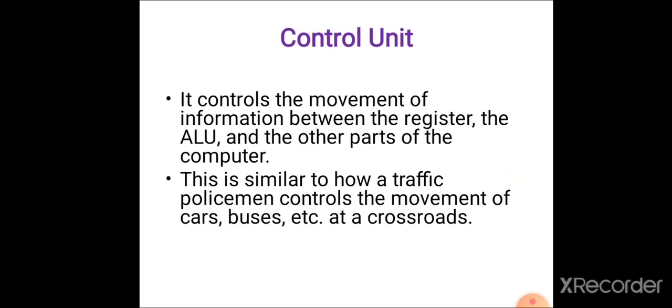Control unit. Control unit is nothing but it controls the flow of input and output. Say for example, the traffic police. Okay, traffic police, how does he control the traffic? One side, if he says one side of the road to stop and the other side of road, the traffic will move on, right? In the same way, control unit also controls the flow of input and the output.